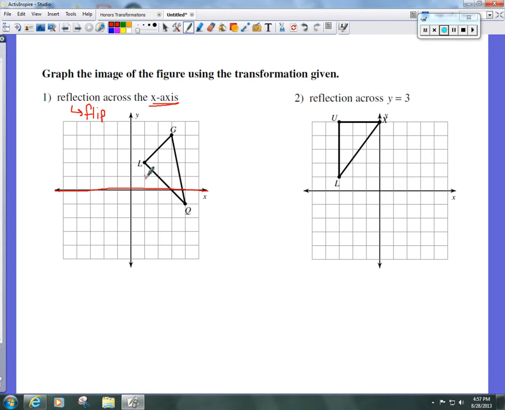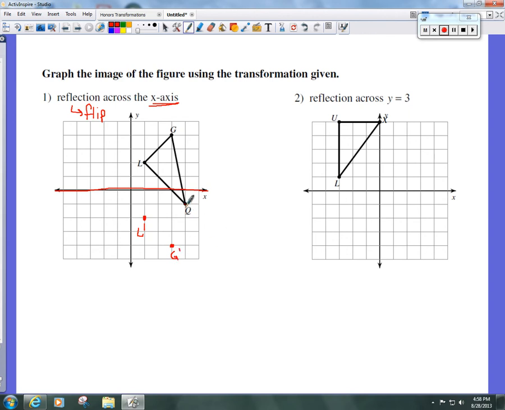L takes me 2 jumps, and I want 2 jumps down, so I continue to go 2 more jumps down, and then I record my point, and that would be L prime. G, I jump down 1, 2, 3, 4 jumps to my line. So again, I jump down 4 more times. 1, 2, 3, 4. I put my point, and I label this point G prime.